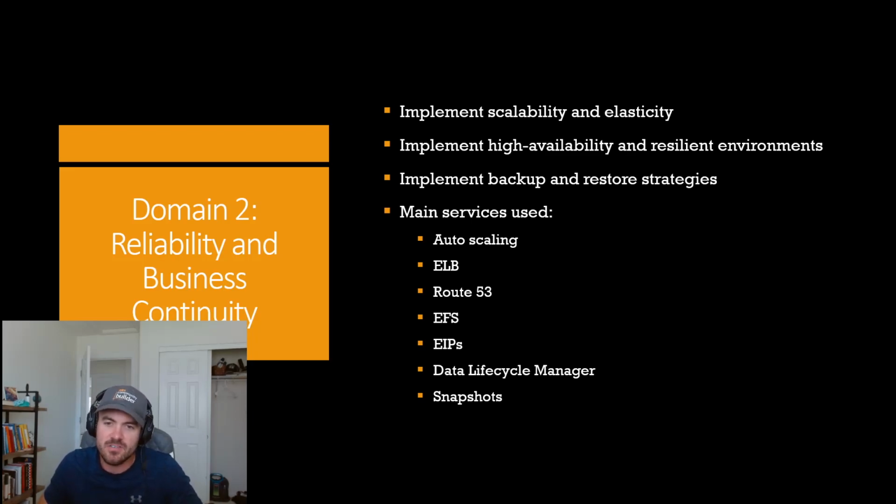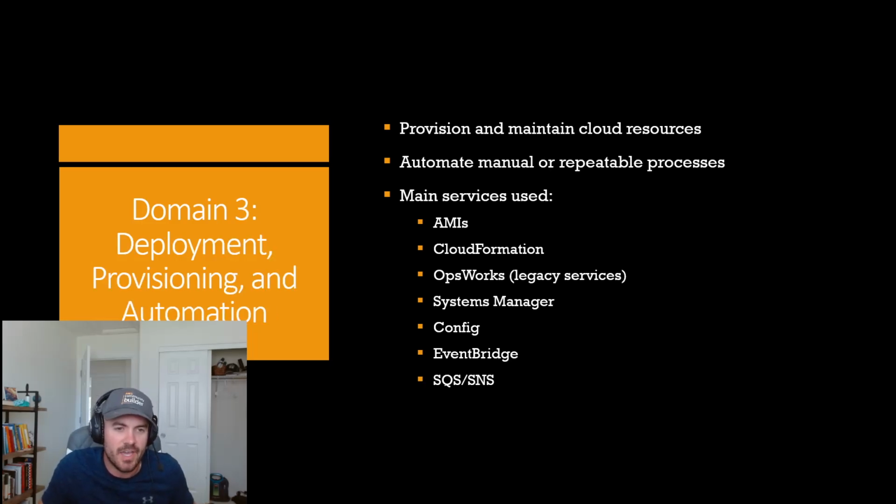And the main services used here are going to be things like auto-scaling, your Elastic Load Balancers, Route 53, your Elastic File System, Elastic IPs, Data Lifecycle Manager, and snapshots for various things like EBS volumes and RDS databases, for example. Okay, domain 3 is going to be deployment, provisioning, and automation.